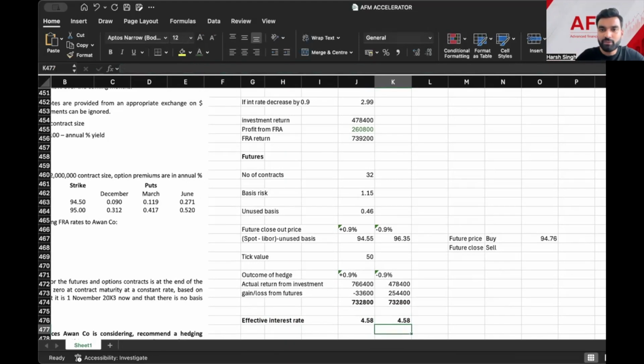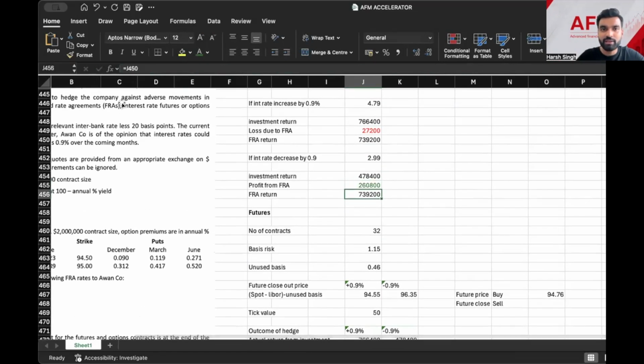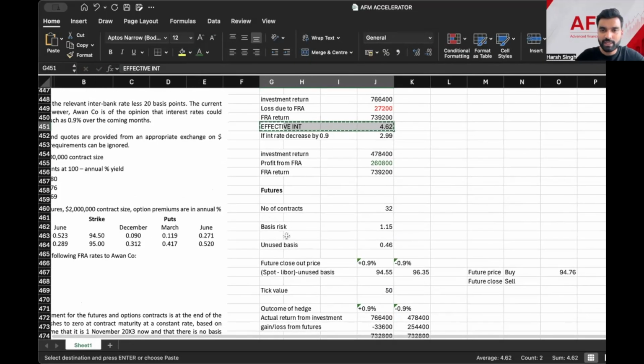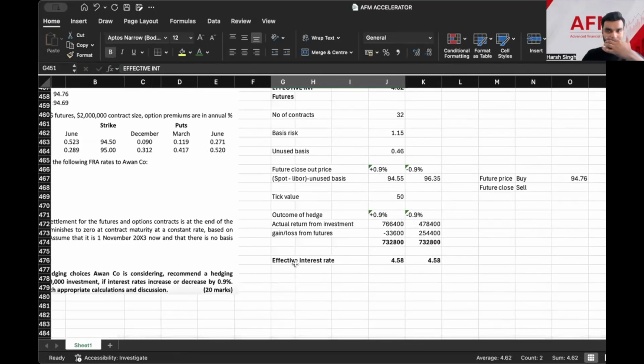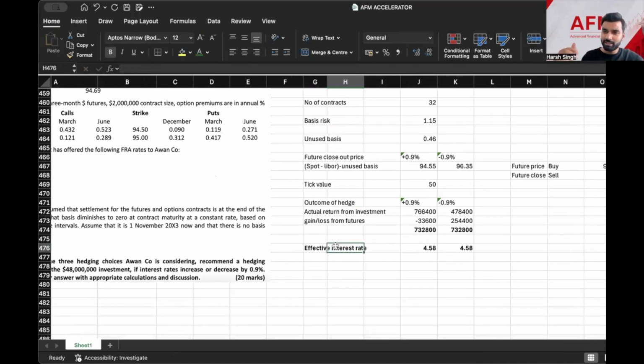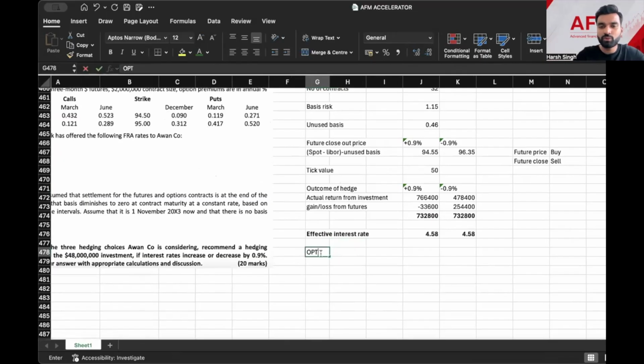4.58. Right. But if you are using FRA, guys, your interest rate was how much? Just a second. Your FRA interest rate was 4.62. I'm just writing it down for the sake of comparison, because effective interest is the most important point. Over here it is 4.58. Now, did you notice when I'm using FRA, my interest rate is higher? When I'm using futures, it is a little lower. And now, when I move to options, you will notice that it is much lower, right?